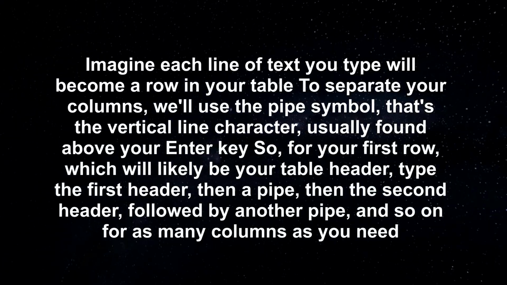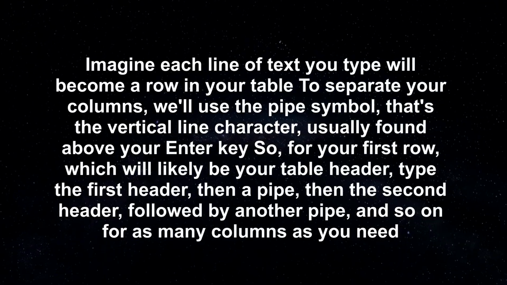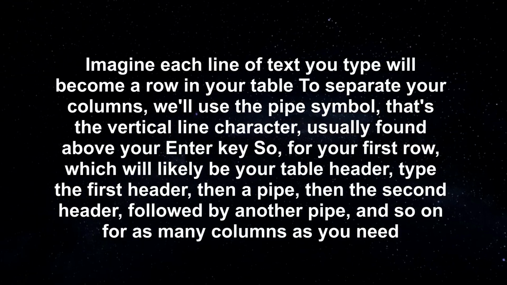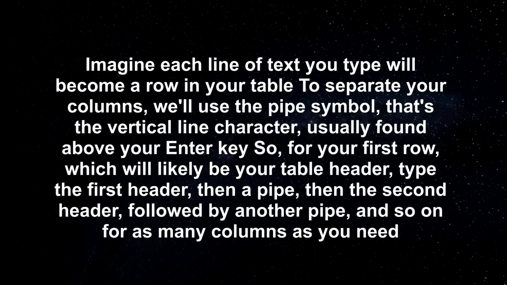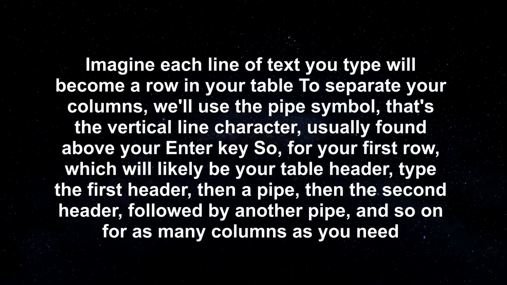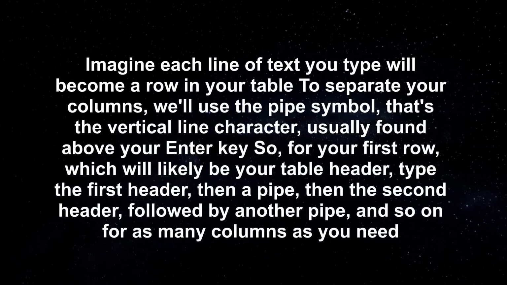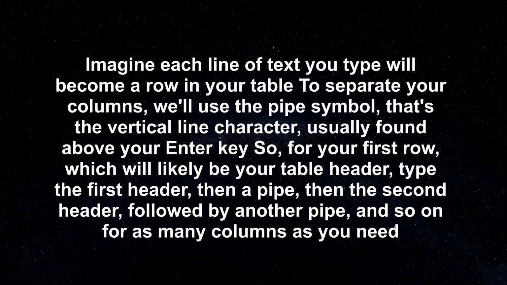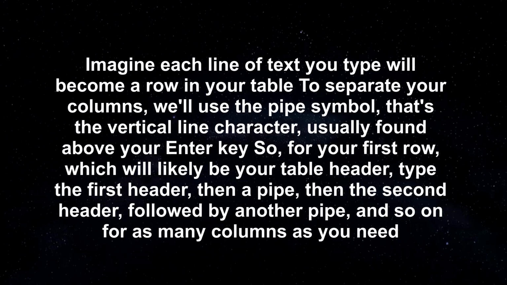To separate your columns, we'll use the pipe symbol. That's the vertical line character, usually found above your Enter key. So, for your first row, which will likely be your table header, type the first header, then a pipe, then the second header, followed by another pipe, and so on for as many columns as you need.